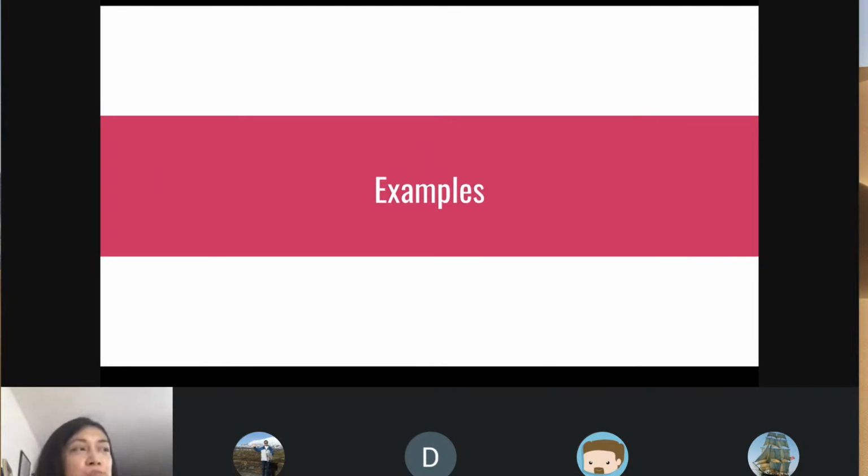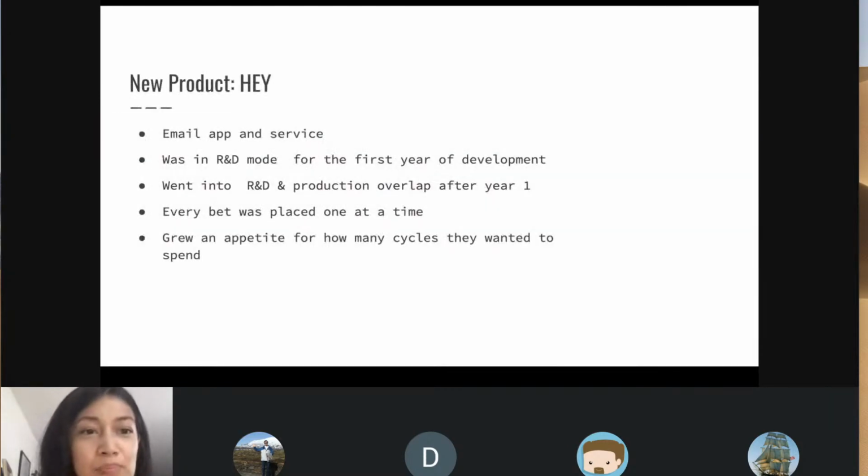They gave some examples of products they've worked on using this process. The leaders had a new idea called Hey, for an email app and service. They didn't really go into detail about what exactly is unique about Hey, but it's an email app. It was in R&D mode for the first year of development, with the leaders spiking and senior level people iterating. Then it went into R&D and production overlap after the first year. So it takes a while to make a new product from scratch.